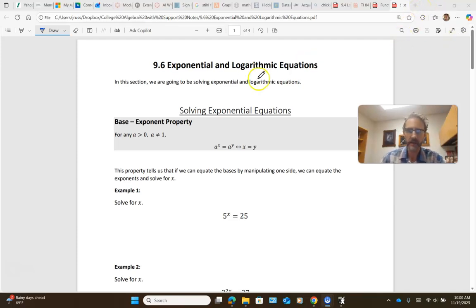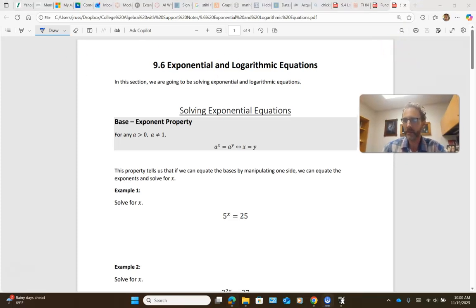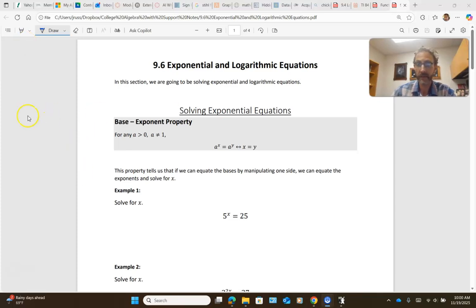Alright, welcome back guys. We're going to look at section 9.6, and this is sort of the culmination of everything that we did in 9.5, working with those properties of logarithms, because we're going to be solving exponential and logarithmic equations. Okay, we'll start off solving exponential equations.